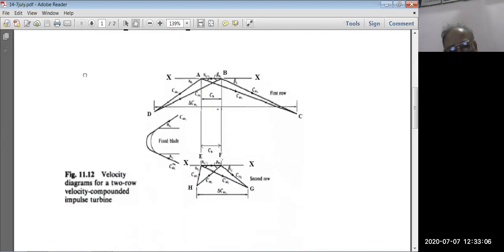Here is the velocity diagram of this system. You can see A, B, C. A, B, C is the velocity diagram. A, B is the velocity diagram at the inlet to the first row of moving blades, and their angles are shown.